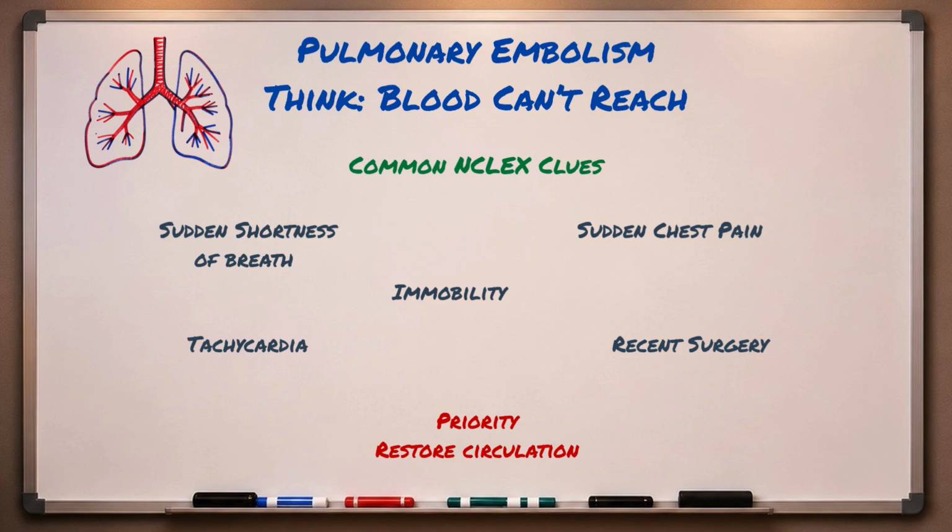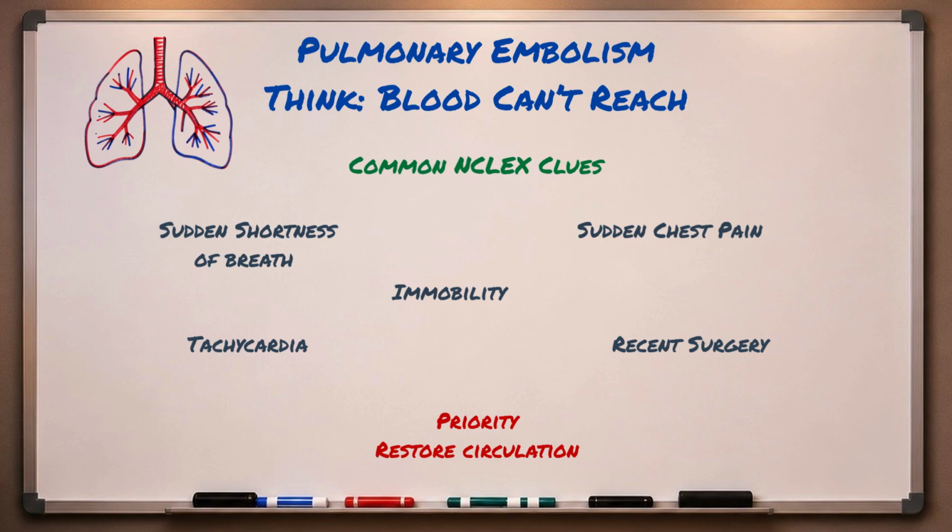A pulmonary embolism occurs when a blood clot travels through the bloodstream and becomes lodged in the pulmonary arteries. The airway may be open and the lungs may be functioning, but blood can no longer effectively reach portions of the lung. Without blood flow, oxygen exchange becomes impaired. That's why pulmonary embolisms often present suddenly.